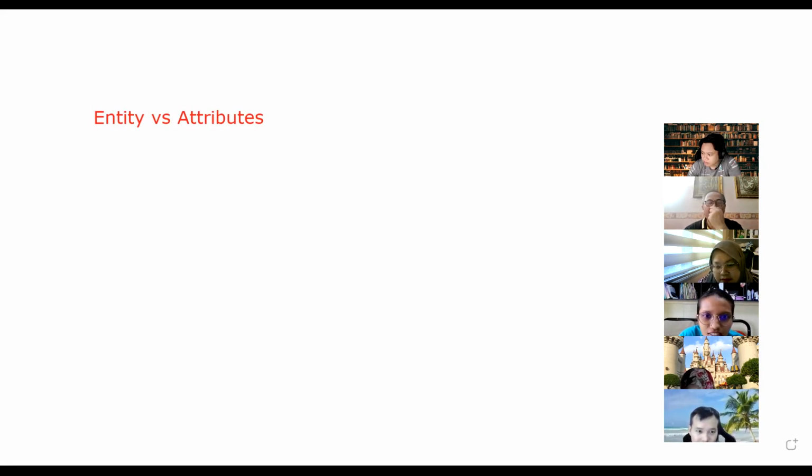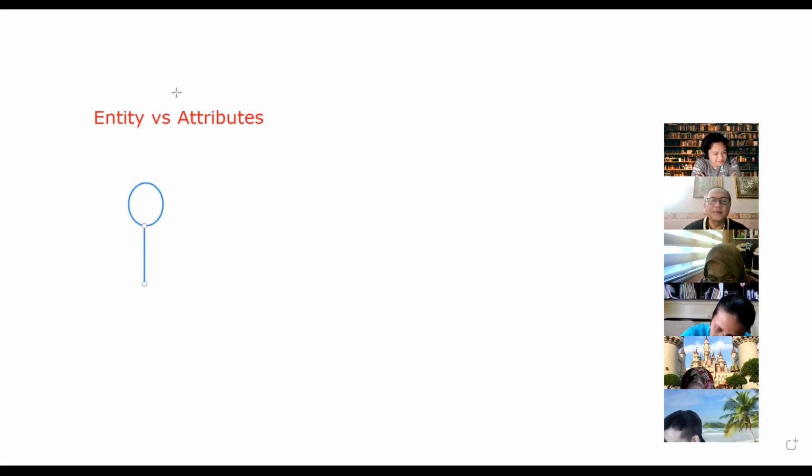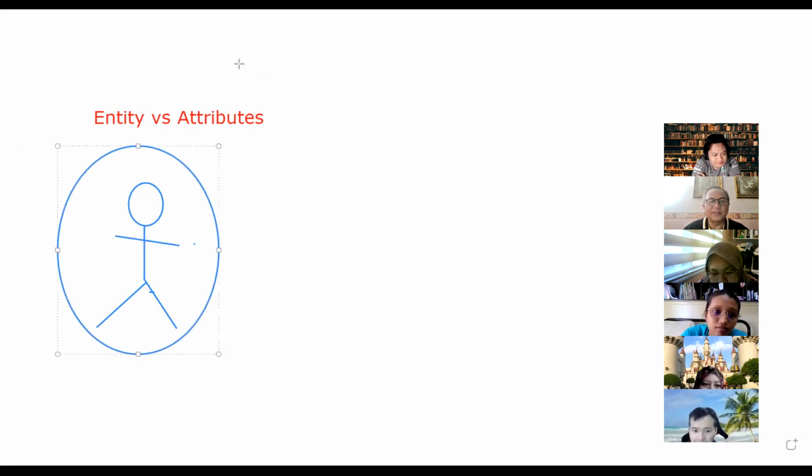Yeah. So we have entity. For example, I'll draw something here. This is a man. This is my drawing. Skeletal man. Okay, this is the person. So this is a person. This is an entity.